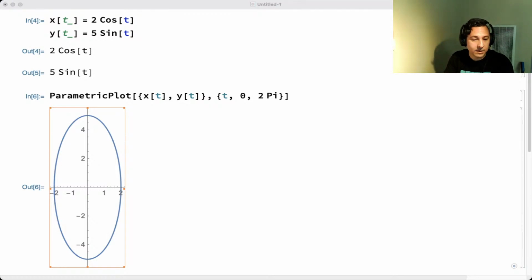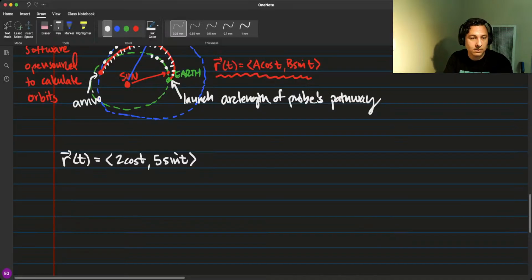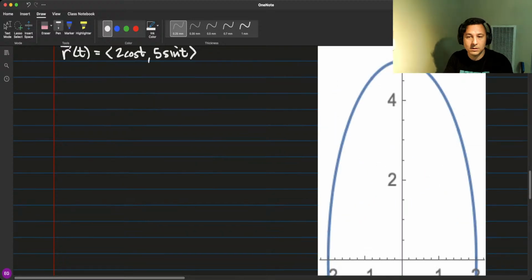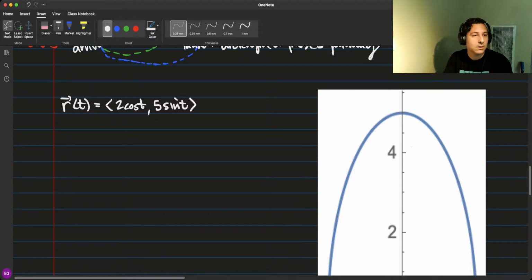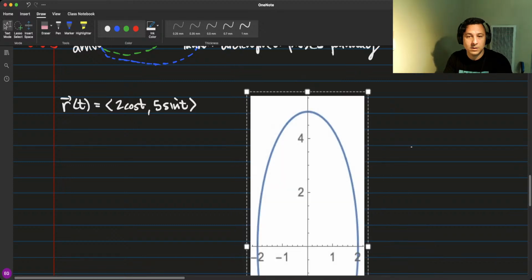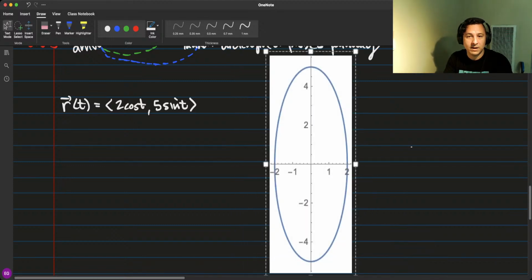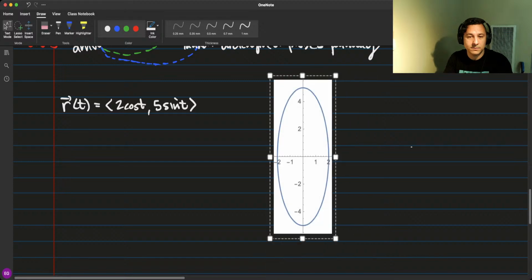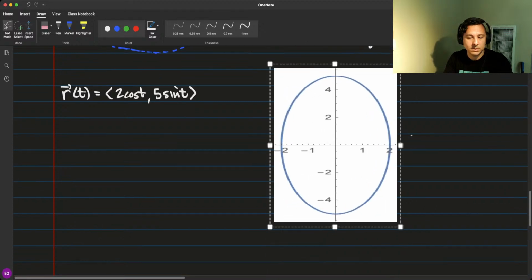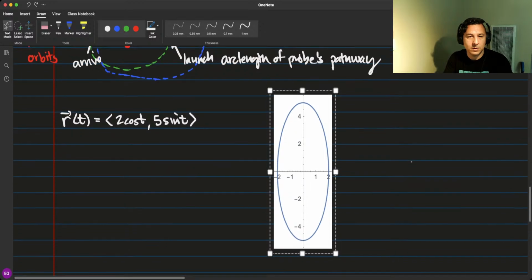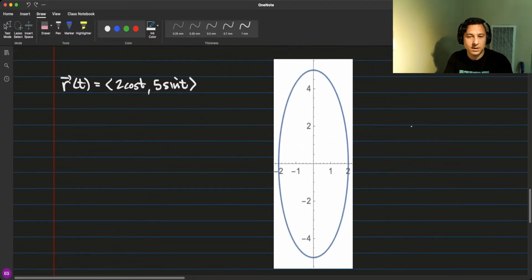Let's copy this picture and go back over to here. Okay, let's paste it in here. Whoa, way too big. Let's make that smaller. Okay, now we've got our trusty graph. I want it a little bigger. There we go. Okay, cool.